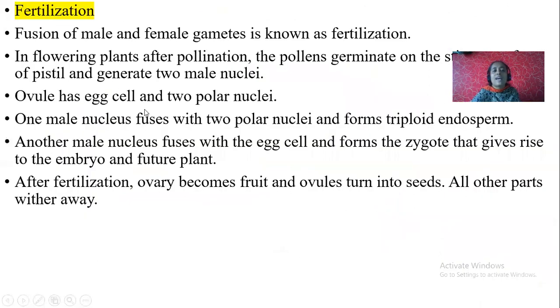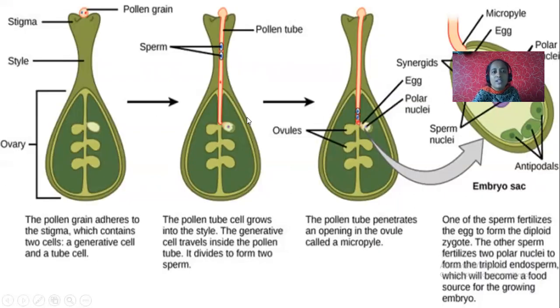See, ovule has egg cell. I will show you what is ovule. See, there are 6 ovules here. 1, 2, 3, 4, 5, 6. You might have seen more than one seed in a fruit, right? That depends upon the number of ovules. So the number of ovules is equal to the number of zygotes.